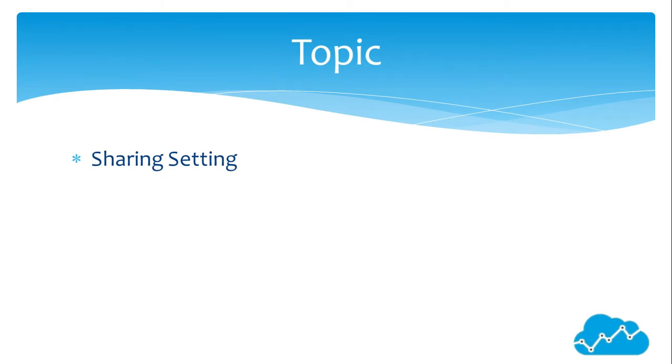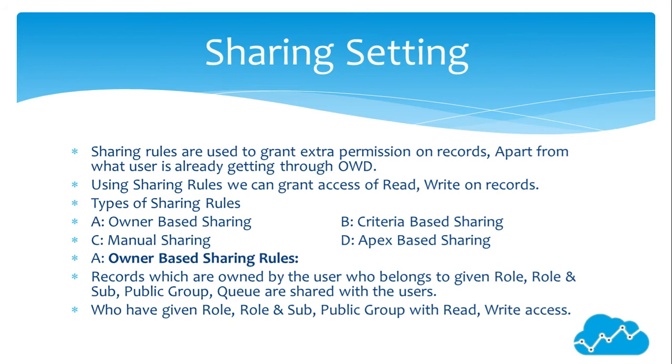The topic we are going to cover in this session is sharing settings. Sharing rules are used to grant extra permission on records apart from what the user is already getting through OWD. Using sharing rules, we can grant read and write access on records. Types of sharing rules: owner-based sharing rule, criteria-based sharing rule, manual sharing rule, and Apex-based sharing rule.